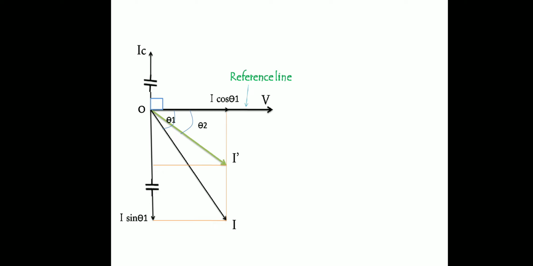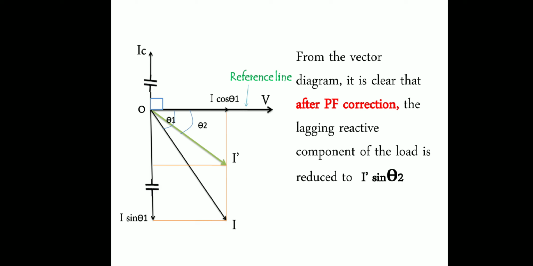So here we have voltage as a reference line. From the vector diagram, it is clear that after power factor correction, the lagging reactive component of the load is reduced to I dash sine theta 2. It is obvious that by using the trigonometric functions, we can find the I dash sine theta 2 value of this line.